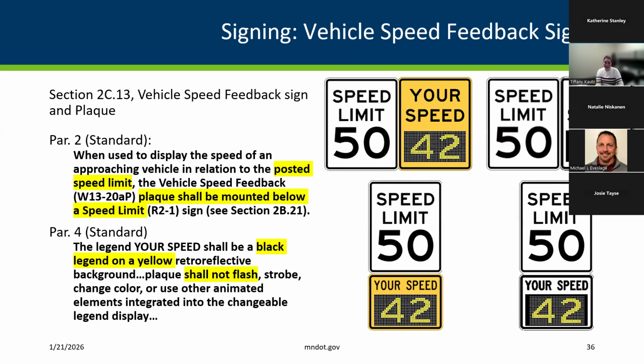Next, let's talk about vehicle speed feedback signs. MnDOT was really excited to see information about these signs added to the manual, but when we started to read it even closer, we were less excited. The first thing is that if your vehicle speed feedback sign is going to be modifying or used with a posted speed limit, it needs to be a plaque mounted below. So these 2 top ones here, that's not what we should be doing.